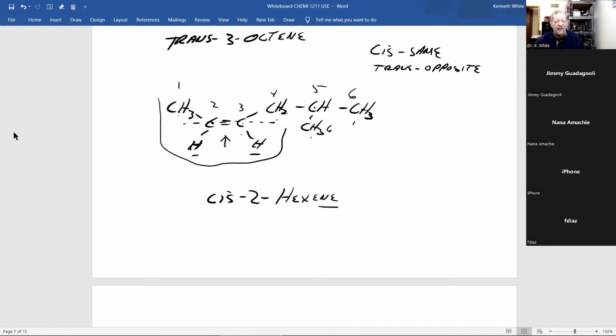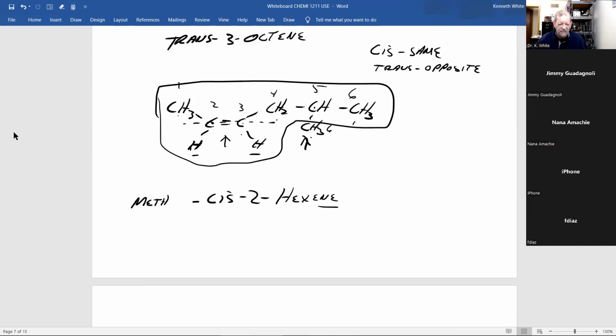As soon as you say that, that's all spoken for. Oh, we've got something left over, an alkyl group. And it's your good friend, the methyl group. And what carbon is it on? Well, we've already defined this as 2. That's 3. That's 4. It's on carbon 5. So it's 5-methyl-cis-2-hexene.